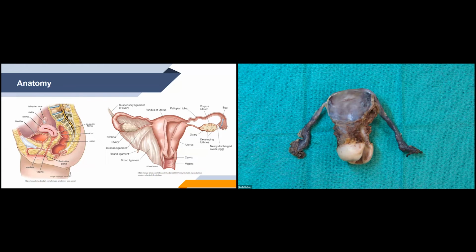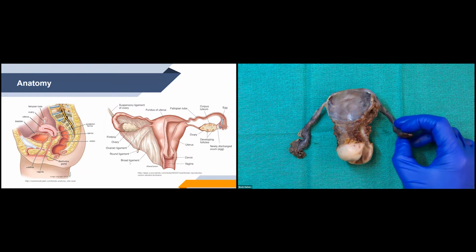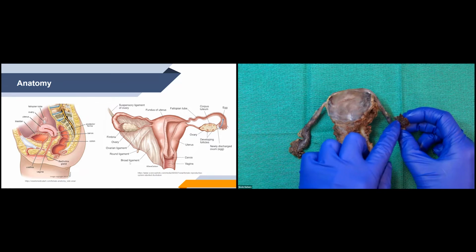So the uterus is a pear-shaped organ that plays a critical role in menstruation, fertility, and pregnancy. It's located within the pelvic cavity between the urinary bladder, which lies anterior to the uterus, and posterior is the rectum. Connected to the lateral sides of the uterus are the fallopian tubes and ovaries. And at the distal end of the fallopian tubes are the fimbria, which you can see here.